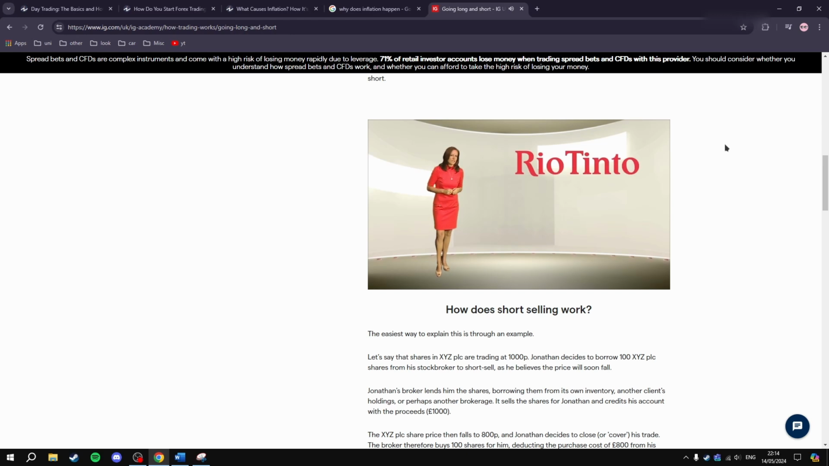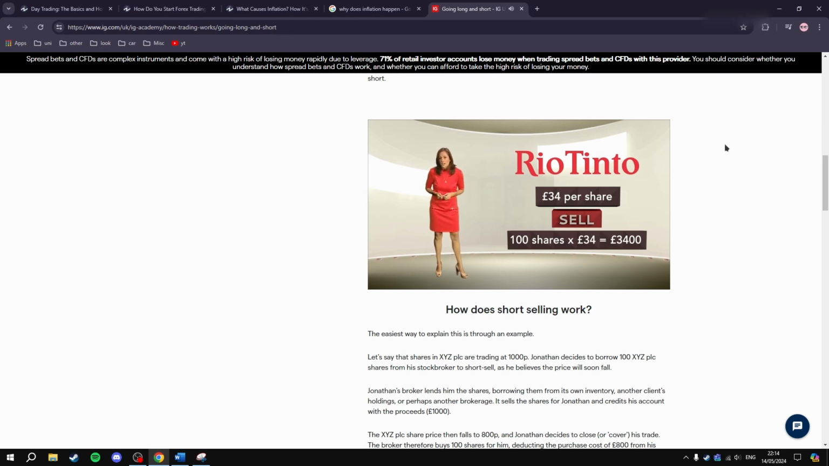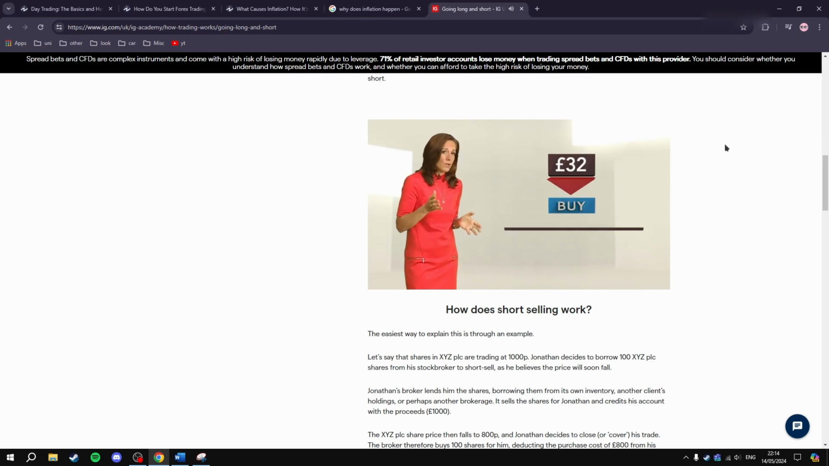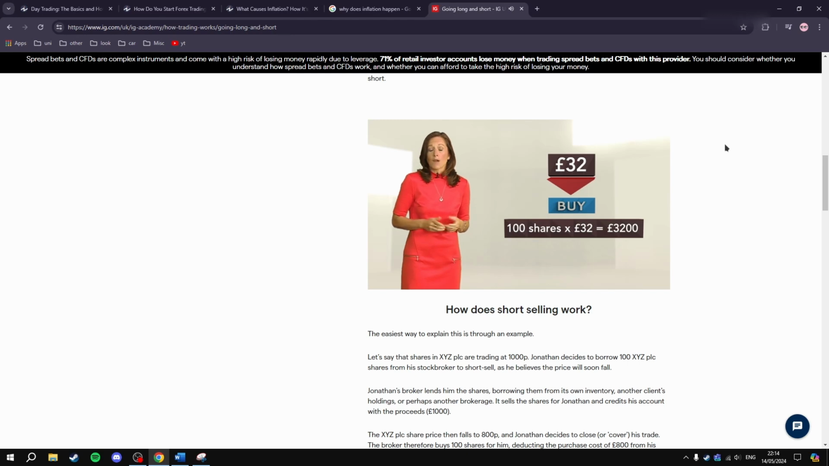Well, let's take Rio Tinto. Imagine it's trading at £34 per share. You think the price will drop, so you short sell 100 shares at a value of £3,400. To do this, you effectively borrow them from your broker. If the share price does fall to, say, £32, you can buy back all 100 shares for £3,200 and return them to your broker. The difference, £200, is your profit, less any fees or commission.